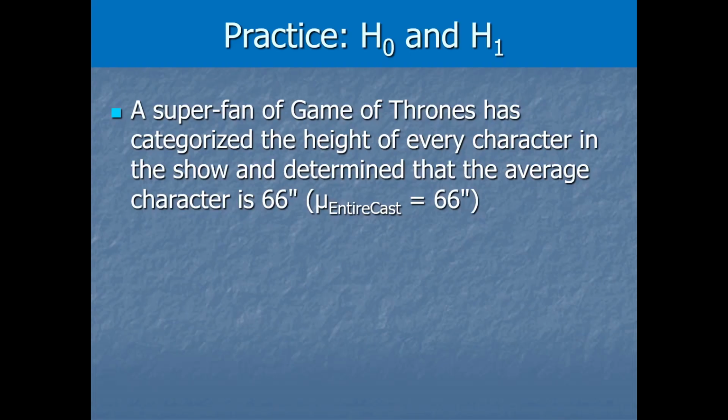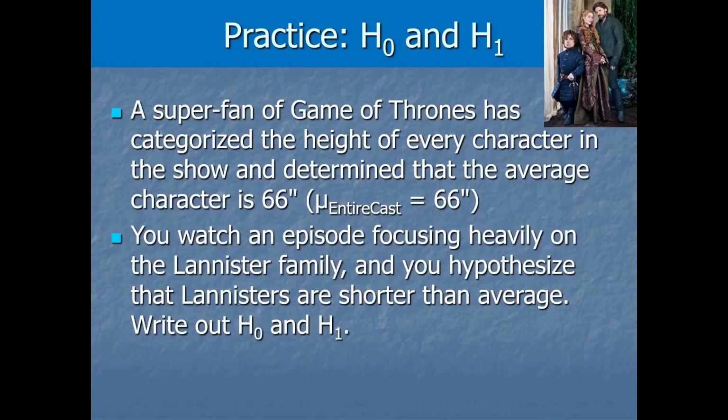So imagine a super fan of the show Game of Thrones has categorized the height of every character in the show and determined that the average character is, let's say, 66 inches tall. So mu for the entire cast, the whole population mean for the entire cast, is 66 inches. Then you watch an episode focusing heavily on the Lannister family, and maybe you hypothesize that the Lannisters are shorter than the average cast member. So try writing out H0 and H1 for that. Like, pause and give it a shot before moving on.